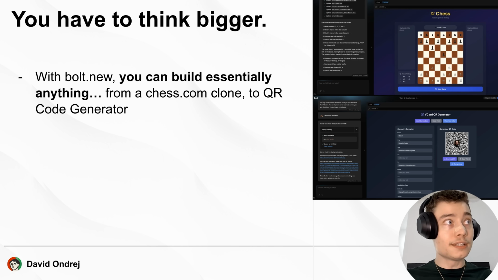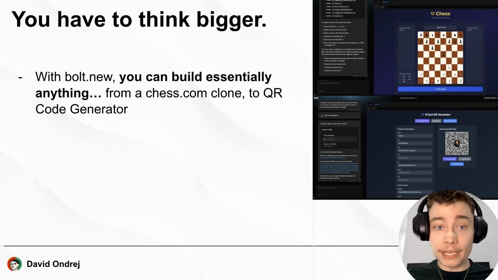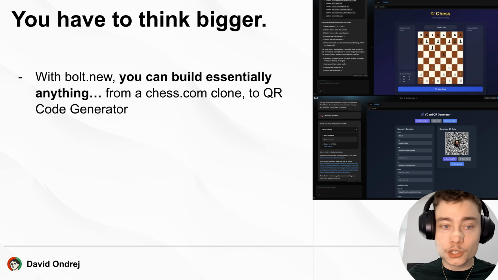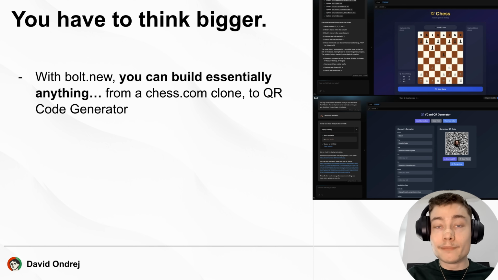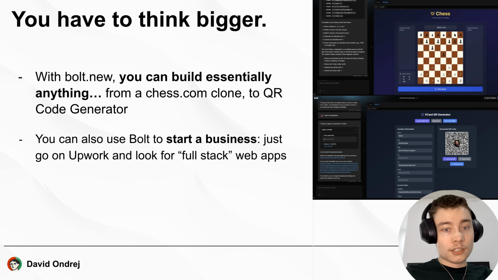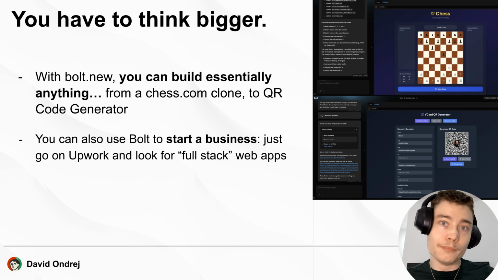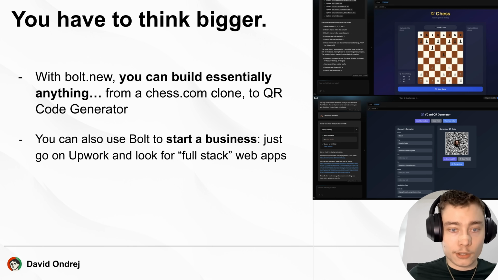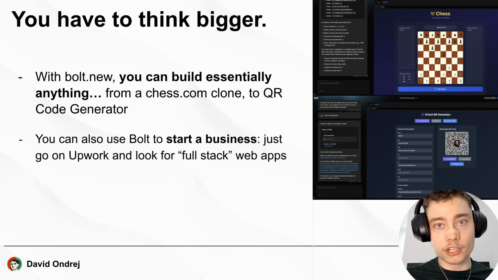I'm being serious. 95% of software you can make, from a chess.com clone to a QR code generator. And both of these were made in a matter of minutes. This is not like a multi-month development project. You can build this in 20 minutes, maybe an hour at most if you're a beginner. You can also use Bolt to start a business and make some money. You can just go to Upwork and look for full stack web apps. And I have multiple videos on exactly that.